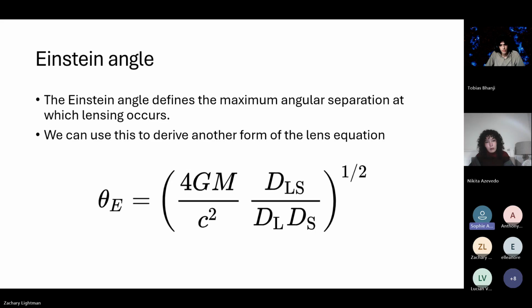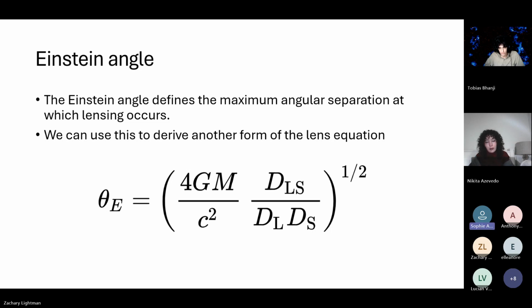And then this equation is the Einstein angle. It just defines the maximum angular separation at which lensing occurs. So observationally, when theta is equal to the Einstein angle, the observer can see an Einstein ring. And that's very interesting, actually. You've probably seen lots of pictures of it.